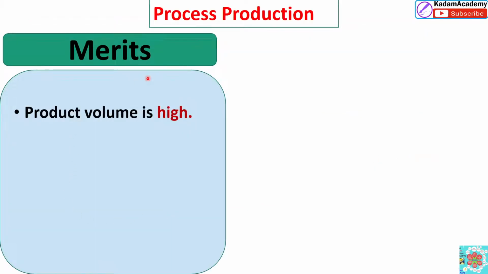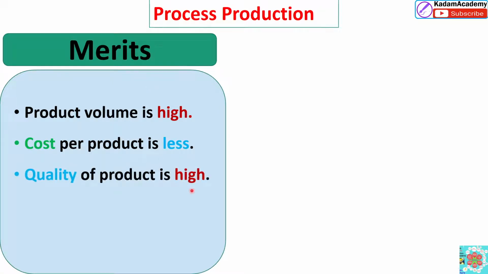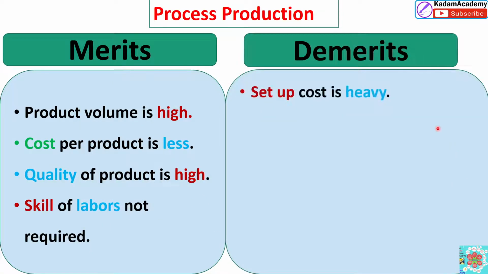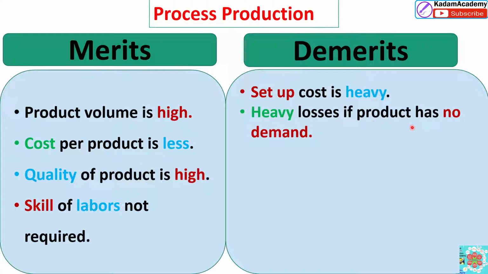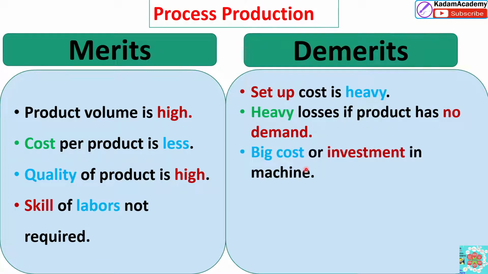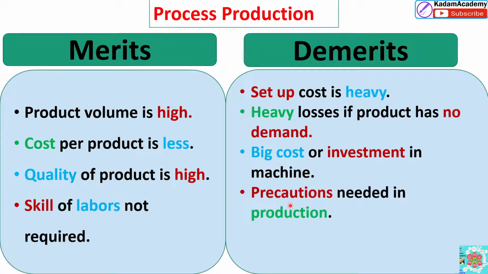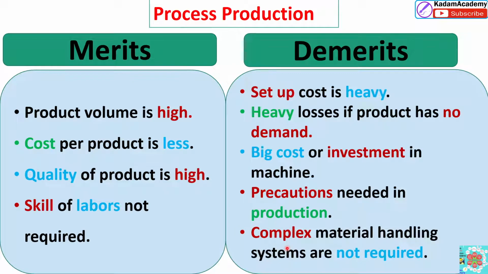These are the merits. What are the merits? Product volume is very, very high in process production. Cost per product is less, quality of product is high, and skilled labor is not required. Similarly, the demerits: setup cost is heavy, and there are heavy losses if the product has no demand. It depends on demand. If demand is there, then there are no losses; if there is no demand, there is a loss. That is a demerit. Big investment in machinery is required at the start, so capital cost is more. Precautions are needed in production, and complex material handling systems are not required in this type of production.